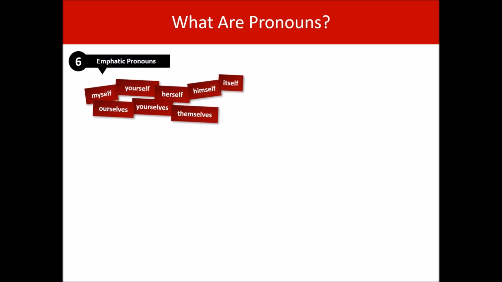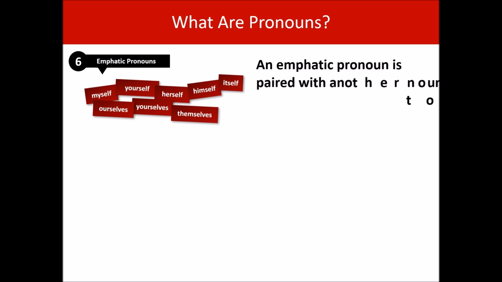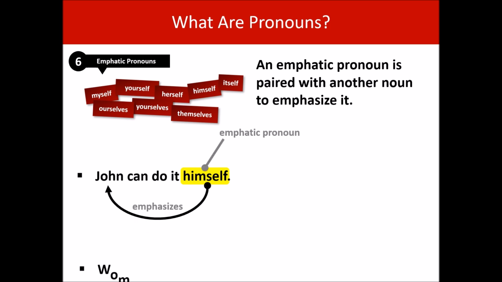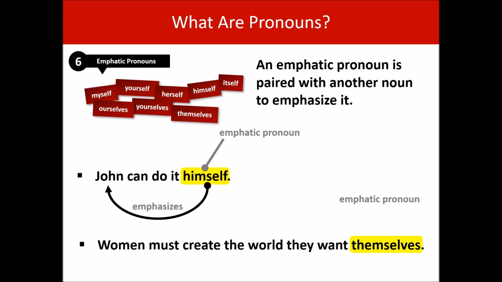Next, emphatic pronouns. An emphatic pronoun is paired with another noun to emphasize it. John can do it himself. So look, himself is the emphatic pronoun and it emphasizes John. Women must create the world they want themselves. Themselves is the emphatic pronoun and it emphasizes women. Okay.